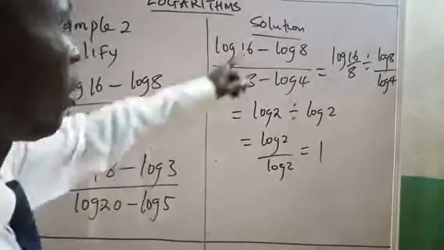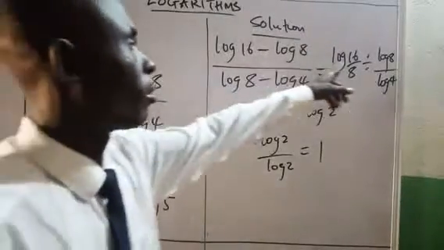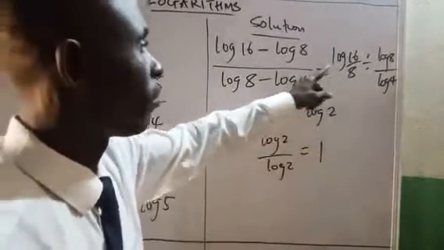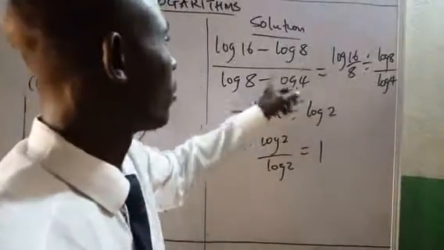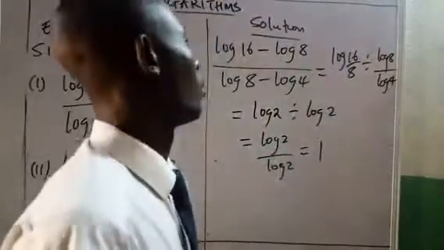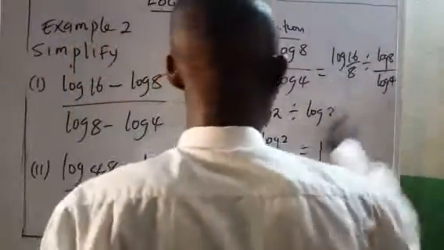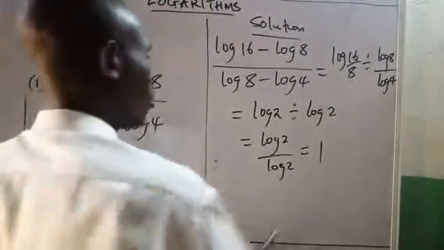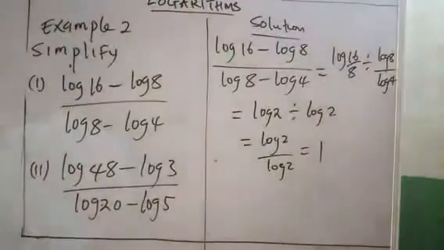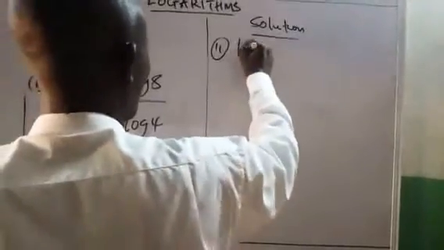So recall, I said this is minus, and minus is what? Division. Divide by what? Log 8 divided by log 4. So if you cancel out, you are going to get log 2 divided by log 2, which is equal to 1.